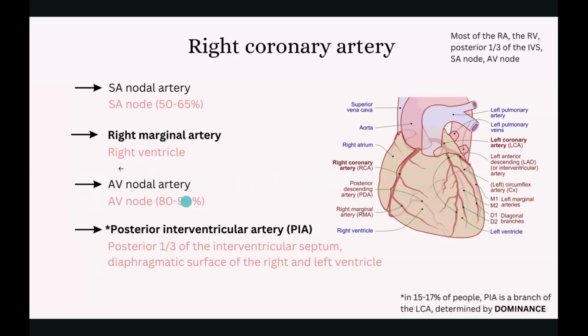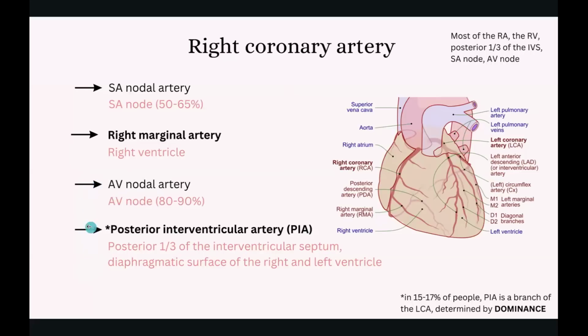Next, you have the AV nodal artery. The right coronary supplies it 80 to 90% of the time, so mostly it's from the right coronary artery. Again, this would make sense because it's closer. This would be the area of the AV node approximately. It's down the path of the right coronary artery, so it's easier for it to supply the AV node. However, the left coronary artery would have to take a long path to reach the AV node. So most likely the AV node is supplied by the right coronary artery.